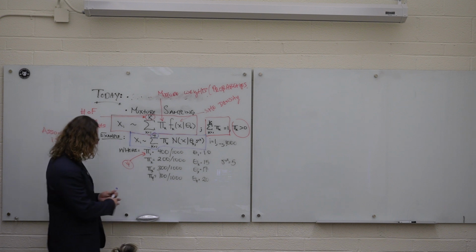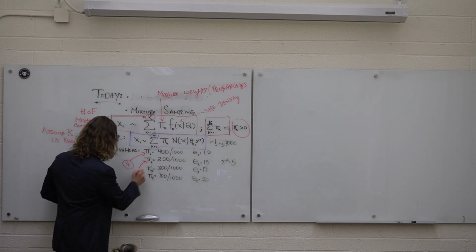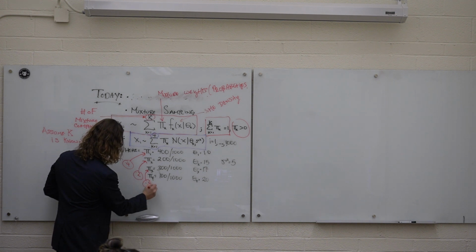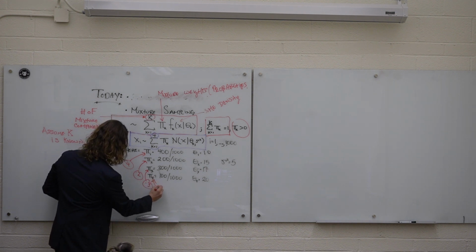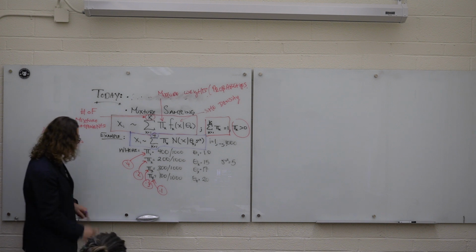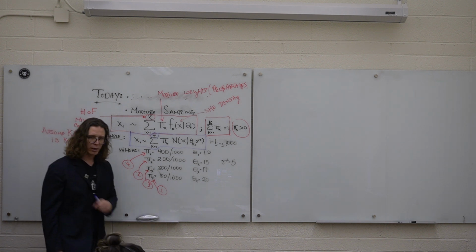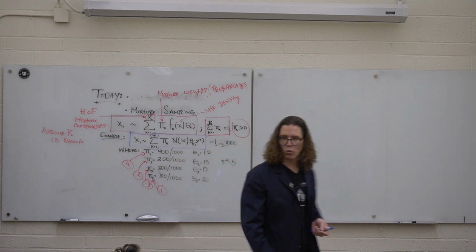So this is 0.4, this is 0.2, 0.3, 0.1. We'll make sure that this sums to 1, so 0.6, 0.9, 1. So that sums to 1.